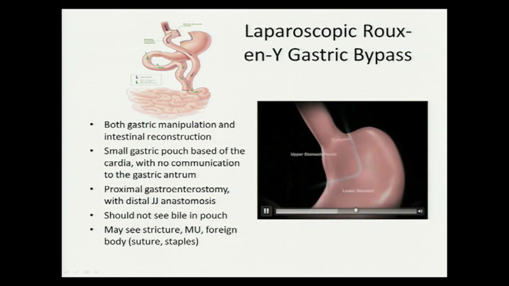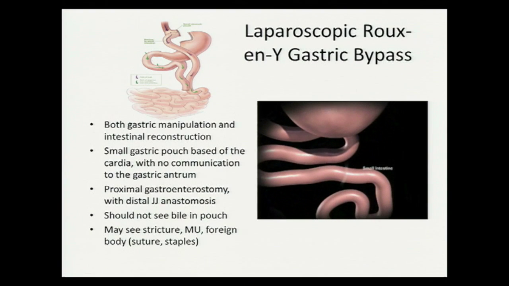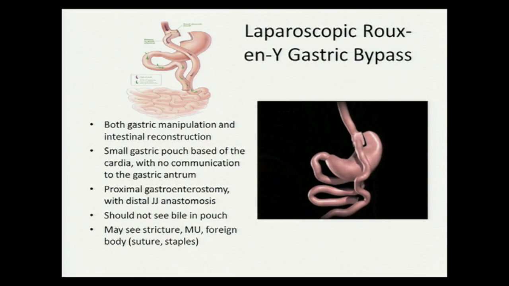More often than not, the stomach again is based on the lesser curve, and the operation today, if they're done laparoscopically, more often than not, they're going to have a separation between the pouch and the remnant. So you should not see bile within the gastric pouch. If you see bile within the gastric pouch, you have to worry about either a gastric fistula. A lot of times you will also see marginal ulceration or potential foreign body.